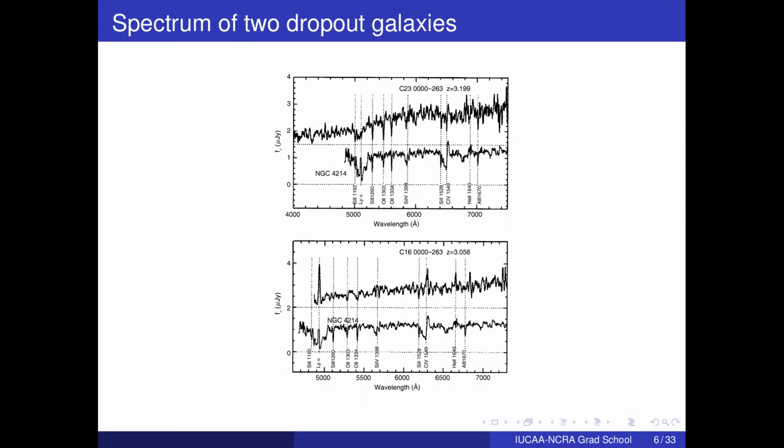So here are two examples of high redshift galaxies, two dropouts. One is at 3.2, one is at 3.5, etc., and various lines are identified here. And what they're compared with is NGC 4214, which is a dwarf irregular galaxy in the nearby universe. And the reason this is done is because we expect, naively, that these galaxies which are at high redshifts cannot be high mass galaxies. They have to be low mass.